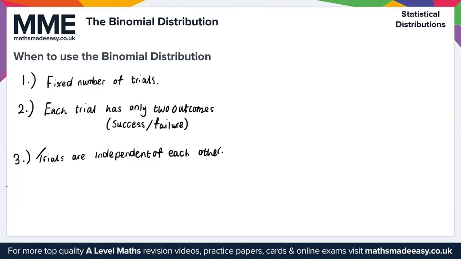The fourth condition we require for when to use a binomial distribution is that the success probability is the same in each trial. So the success probability is the same in each trial.